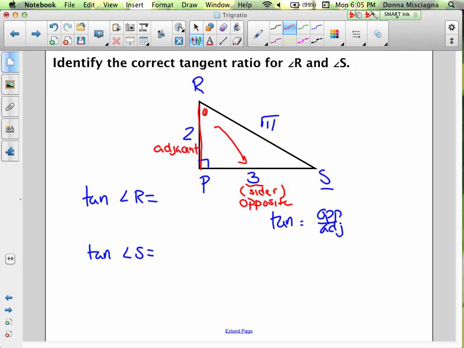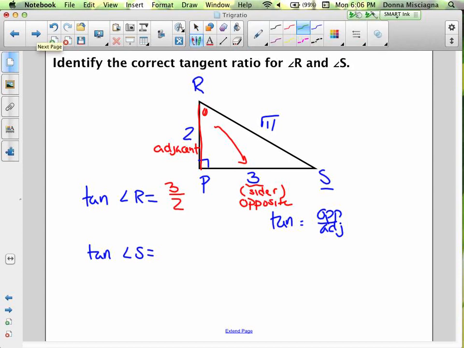Right? So the tangent for angle R is going to be the opposite side, which is 3, over the adjacent side, which is 2. And that is our tangent ratio. By the way, we always reduce to lowest terms, and we always keep it as a fraction in lowest terms. So this is in lowest terms because 3 and 2 don't have anything in common. All right, so now let's find the tangent ratio for angle S.